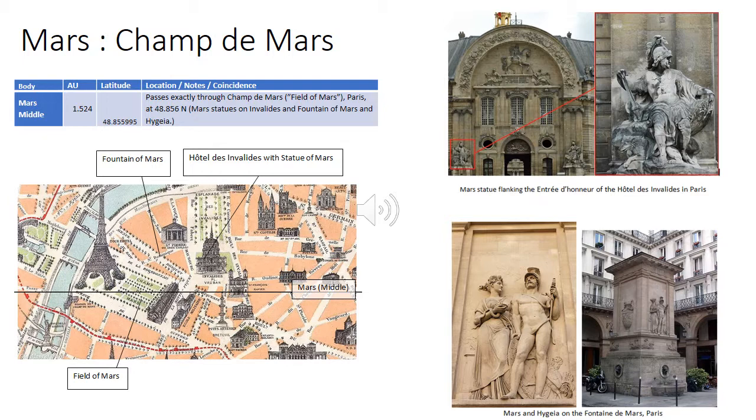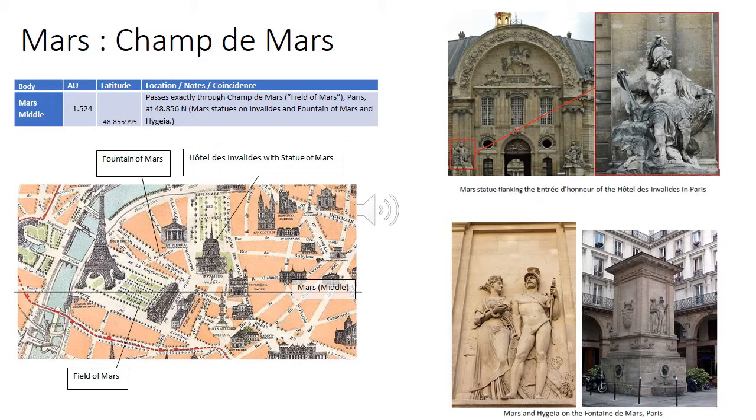Now the middle Mars orbit distance. This is where we really do see things starting to get extremely neat indeed. It goes right through the centre of the field of Mars, the Champ de Mars, in the centre of Paris. That's the place where the Eiffel Tower is, and it's an idea that was based on the Roman field of Mars in Rome, which was actually a pleasure ground.